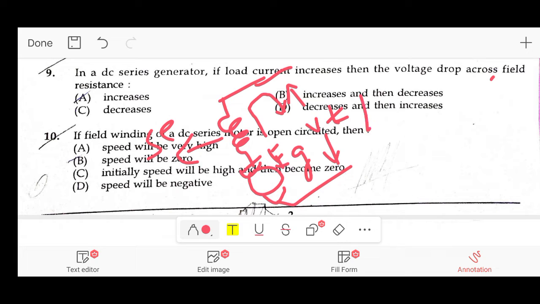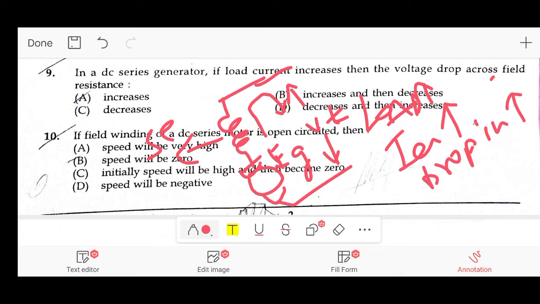If load increases, then armature current is going to increase. So the drop in series resistance also increases. First it increases due to the voltage drop, then there is a reduction in voltage, so after that the voltage drop will decrease. First voltage drop increases, then decreases. The answer is option B, increases and decreases.